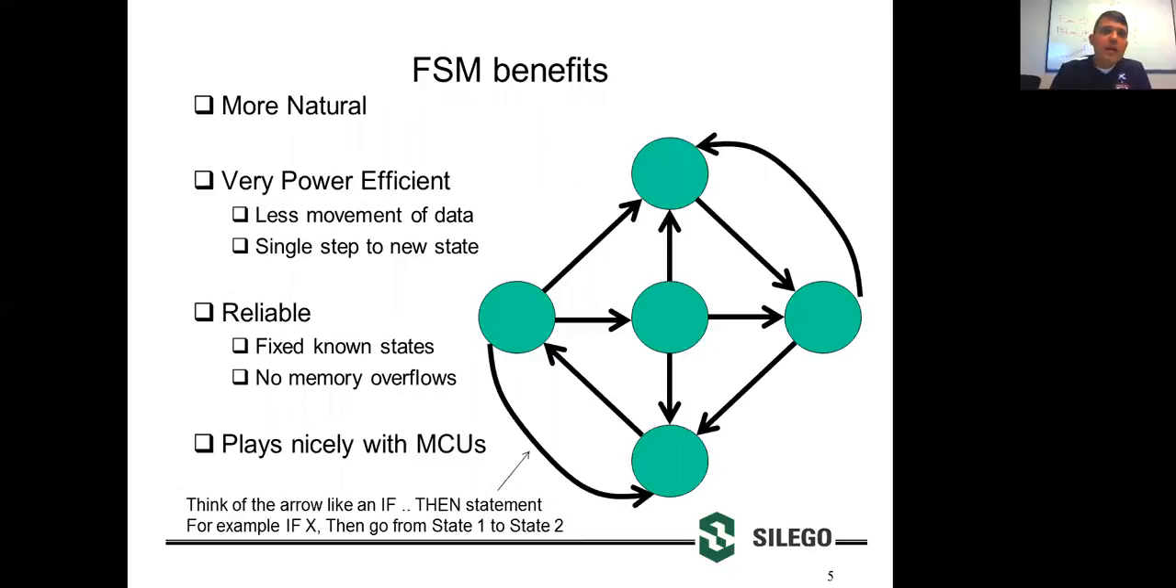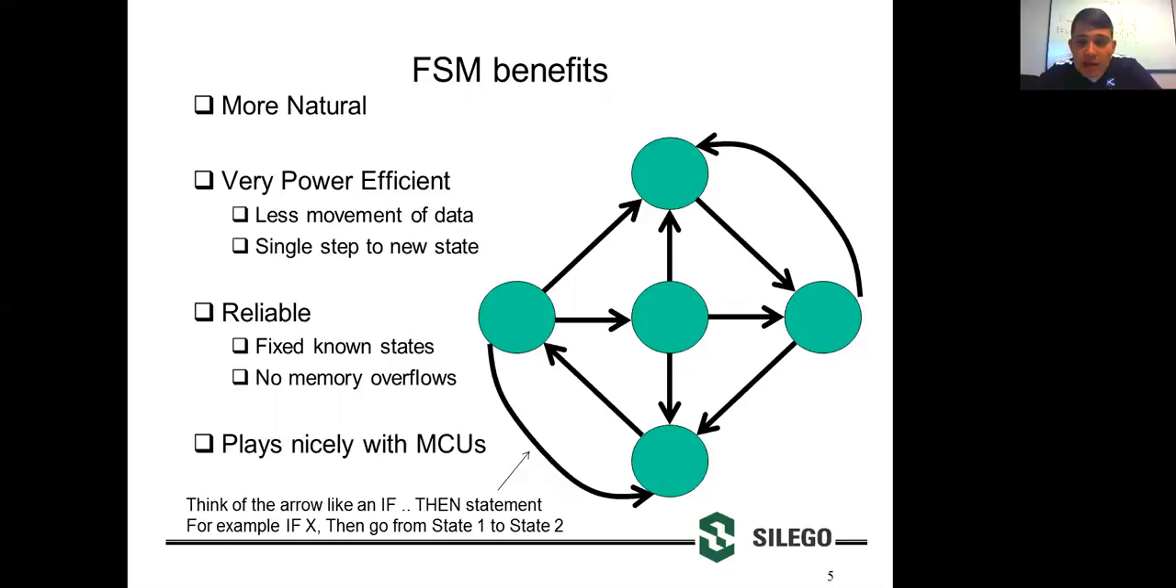Now, what are the benefits of asynchronous state machines or finite state machines? One is they're more natural. Believe it or not, long before we learned code, when you're a kid and you're growing up and you think about how to solve problems, you think about, well, I'm here, this happens, I'm going to go do something else. And it's kind of how our brains naturally work.